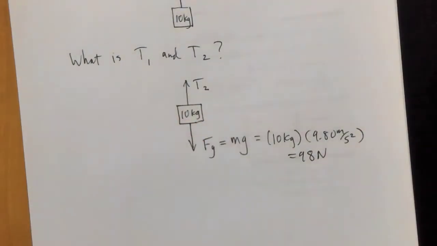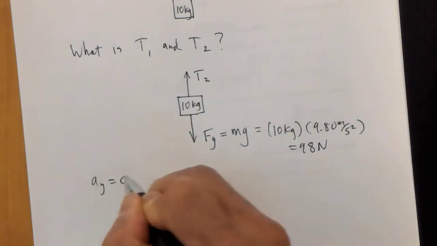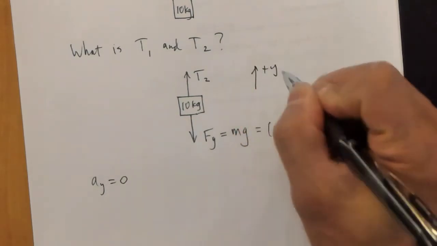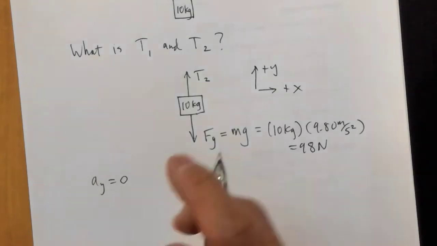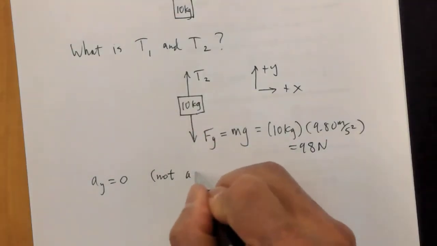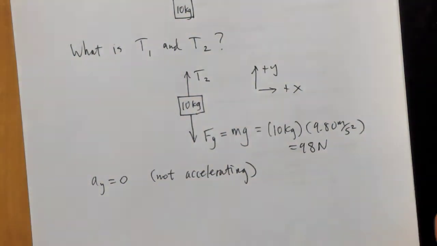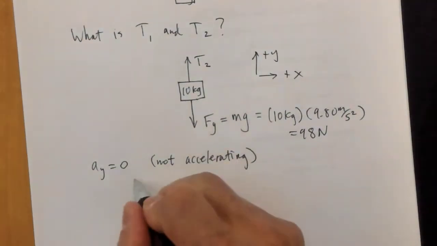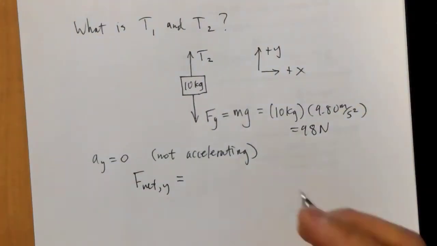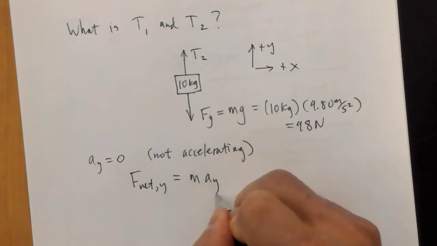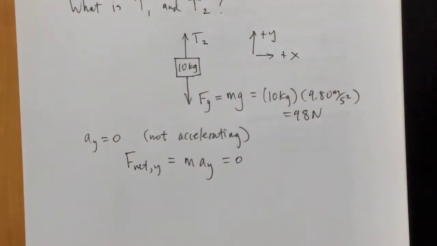Okay, since this mass is not accelerating, we know AY for this mass. So this is positive y direction, positive x direction this way. AY is equal to 0. It's not moving, not accelerating. Okay, and so we know from Newton's second law that the net force in the y direction is the mass times the acceleration, and so this must be equal to 0. Okay, just like before.